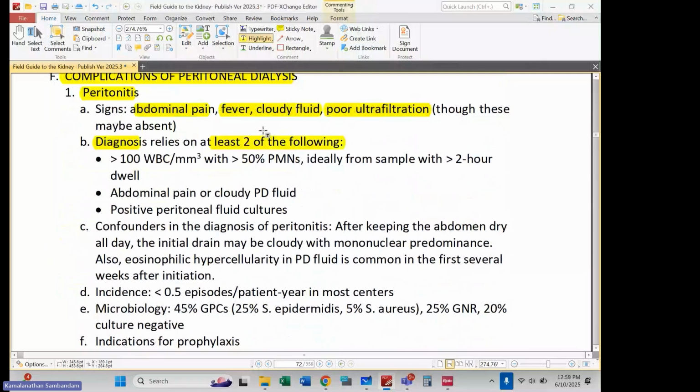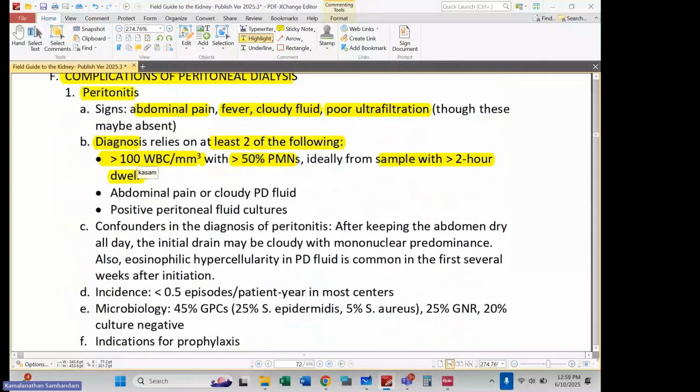We rely on at least two of the following: high cell count, predominantly polys. Okay. We want that sample to have a 2-hour dwell. Okay. But you don't want that sample to have been sitting in there for all day and mostly got reabsorbed. And now you have this concentration of cells in the peritoneum because you've lost dialysate volume as they've reabsorbed that fluid. Okay, so you don't want this to be a dry tap and taking a cell count.